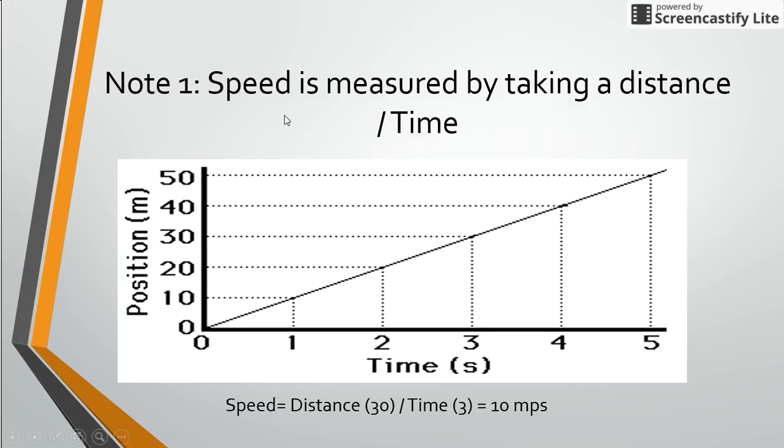Note number 1, speed is measured by taking a distance divided by a time. So if I have 30 and I divide it by my time, which is 3, I know that 30 divided by 3 is going to be 10 meters per second.